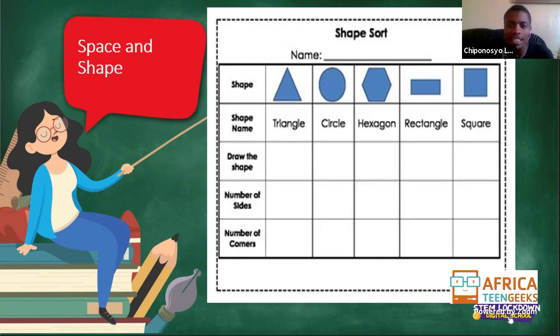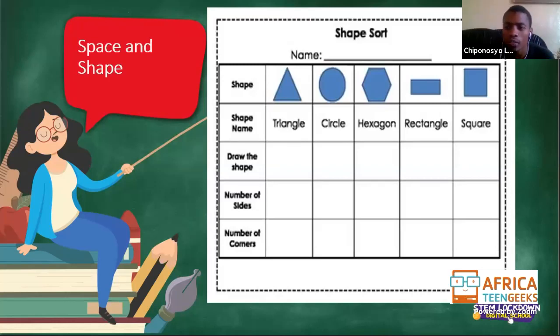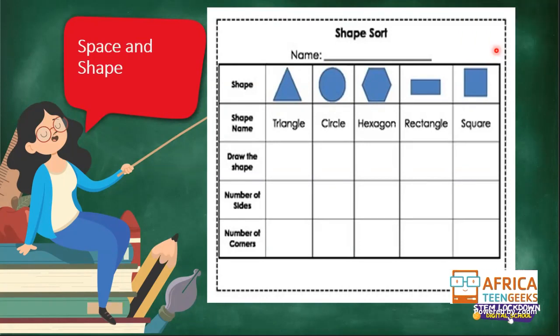Awesome. I need someone else to help me with the next one, the hexagon. Who can help me with the hexagon? Hello. Hello. I don't think we can hear. Let me try and unmute again. Why is it not there?